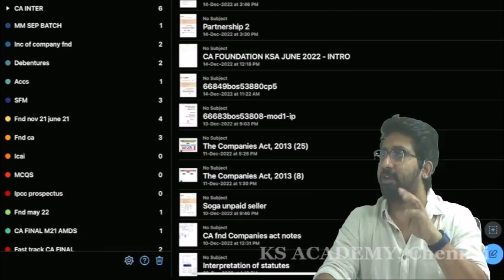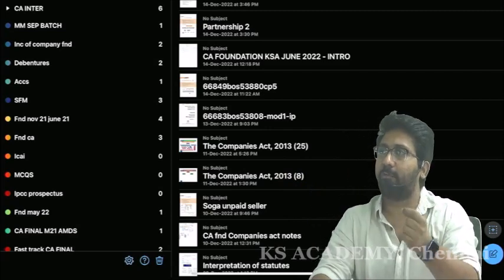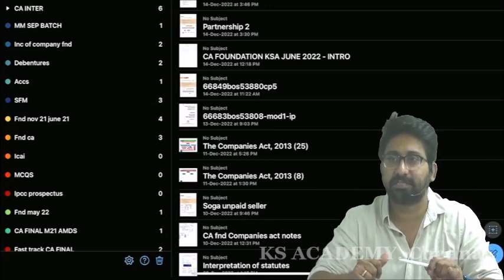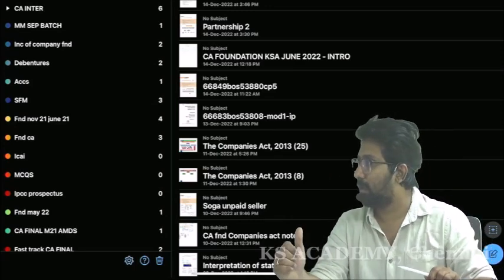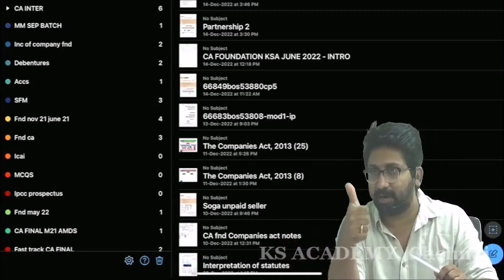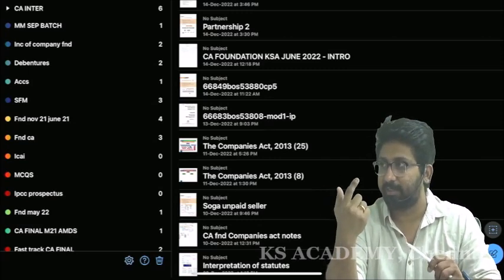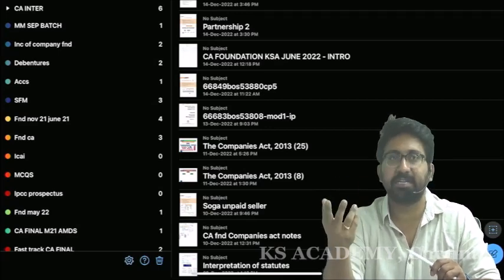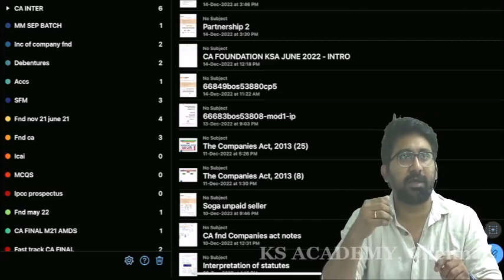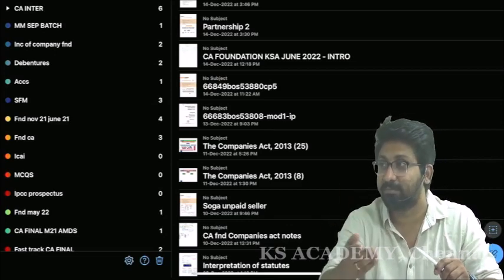Point is, formation of company, Section 3 also we completed. Section 3 is the section which tells for what purpose you can start a company. You can start a company for any lawful purpose. Point number 1 over. Next one: minimum number of members required to start a private or public company. Private company, one person company. They will become subscribers to the memorandum.